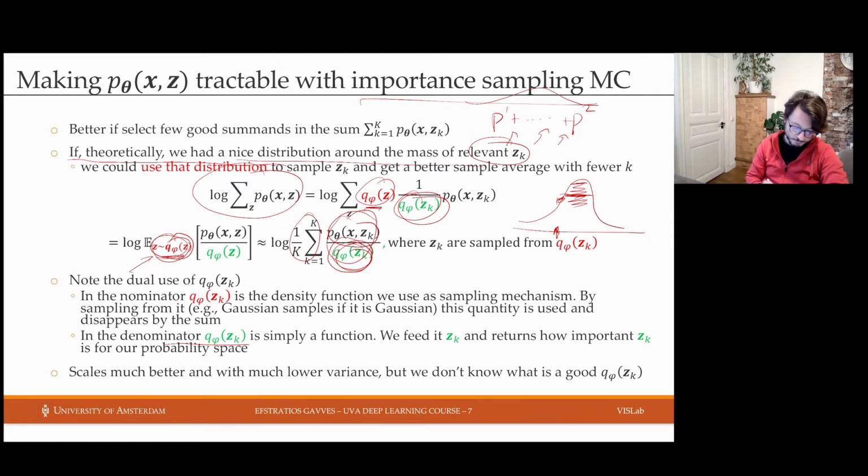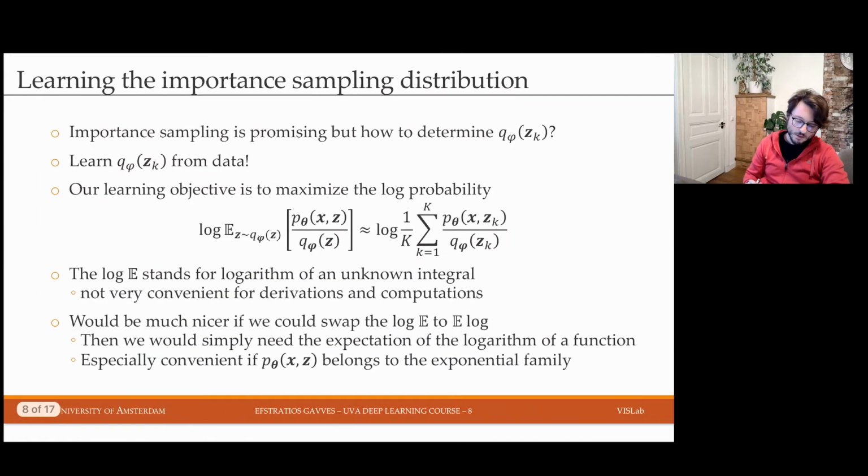Now, importance sampling for Monte Carlo scales much better and with much lower variance, because we are more likely to use very similar summands in our estimation of our averages. However, the problem is, how do we obtain such a distribution q phi? What we can do is learn it from data. So as with everything else, we can learn also our sampling distribution q phi from our data.